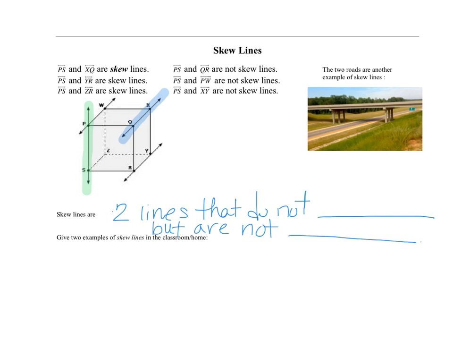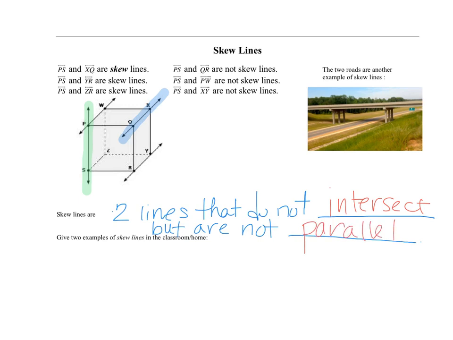Okay, so hopefully you have an idea about what skew lines are, but if you're still a little confused, what I want you to do now is write this down, 2 lines that do not blank, but are not blank, and see if you can fill in those words. So pause the video again and see if you can think about what goes in those 2 blanks, and then we'll come back and talk about it one more time. Okay, so skew lines are 2 lines that do not intersect, but are not parallel.